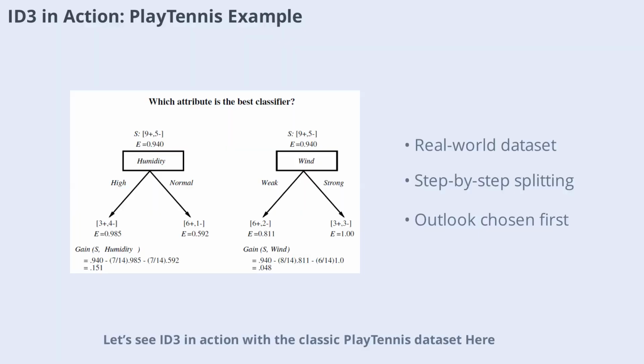See ID3 in action with the classic play tennis dataset. Here, each day is described by attributes like outlook, temperature, humidity, and wind, and the goal is to predict whether tennis will be played. ID3 calculates the information gain for each attribute and selects the one with the highest value, outlook in this case, as the root node. The tree then branches out based on the possible values of outlook, continuing the process for each subset of data.